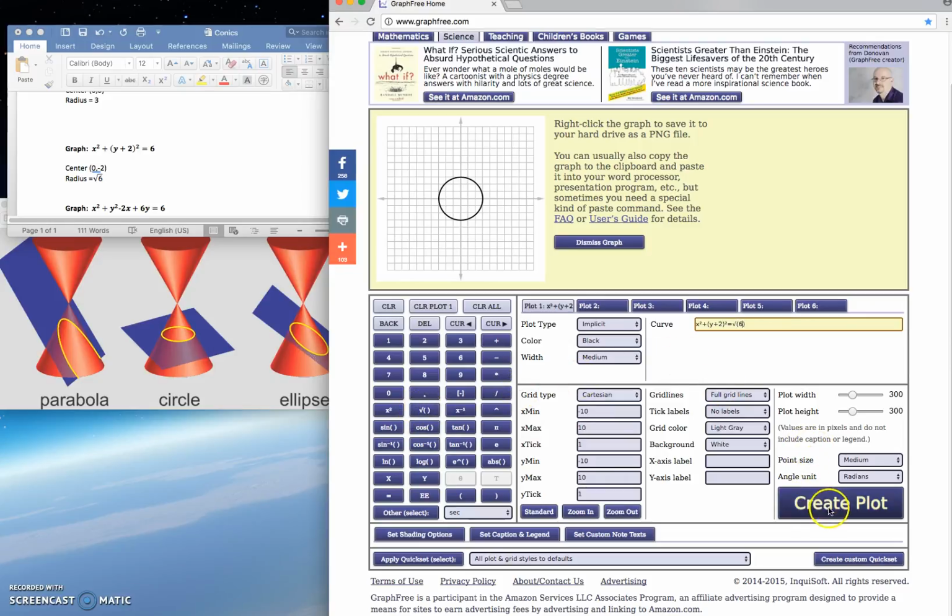Let me create my plot. There, and you see it. My center is at 0, negative 2. As for the square root of 6, that's about 2.4 or something like that. It's 2 point something. This must be drawn in intervals of 2, but that is the 2.4-ish that you're seeing there.